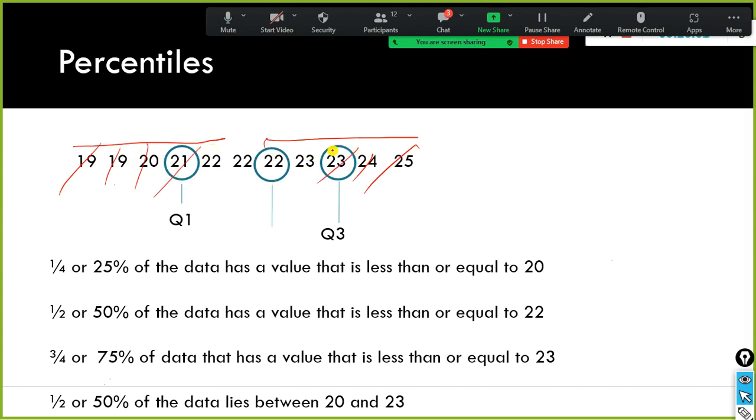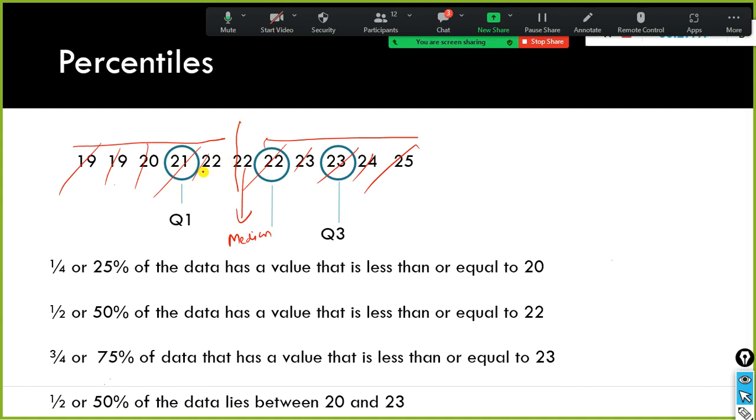If you cancel this one and this one... Yeah, this is the one, 22. This is the median, or we can say the 50th percentile. Okay, 22 is the median. So here, if you see, 25% of the data has a value that is less than or equal to 20. Okay, this is my median, right?